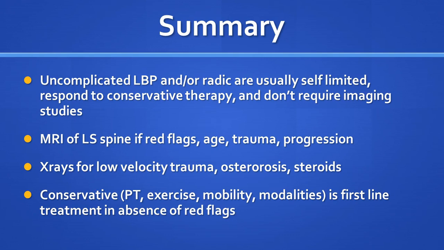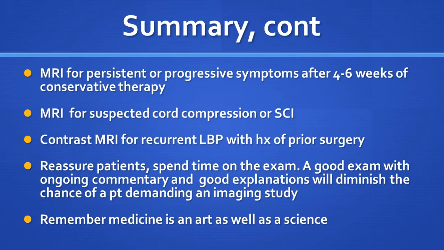If there's a low velocity trauma or there's a history of osteoporosis, steroid use, etc., consider getting x-rays. Conservative treatment remains the first line treatment in the absence of red flags, and that includes mobility, modalities at home, exercise, and working with a good physical therapist. MRI is used for persistent or progressive symptoms, or if you're reevaluating them and things just aren't getting better.